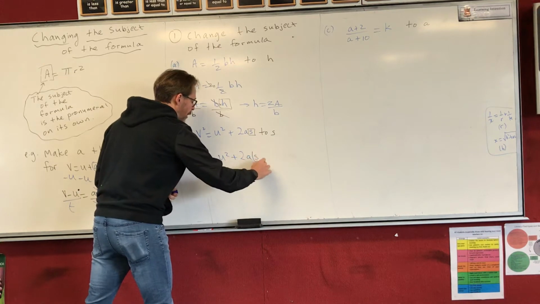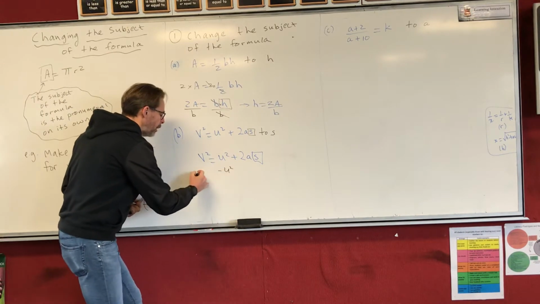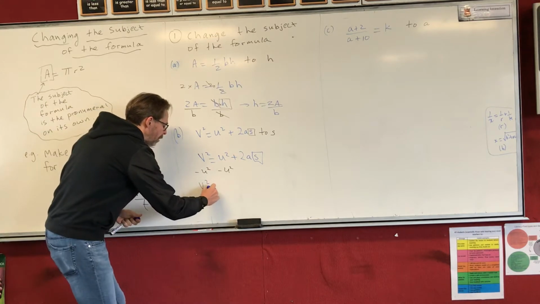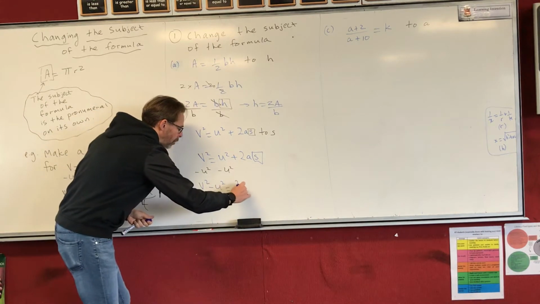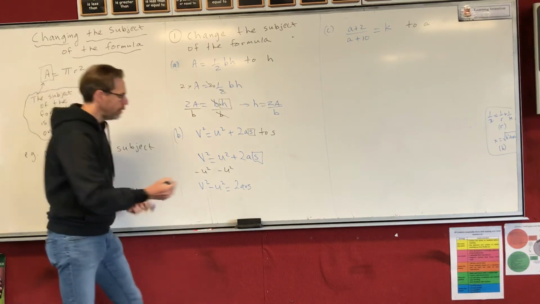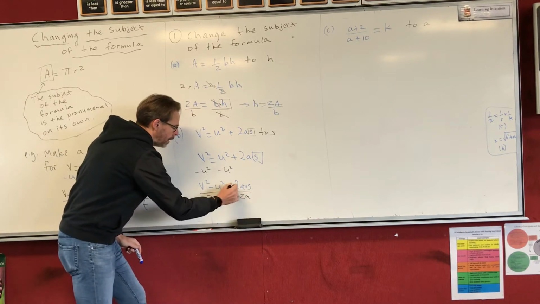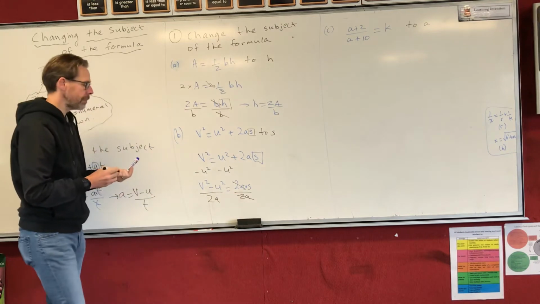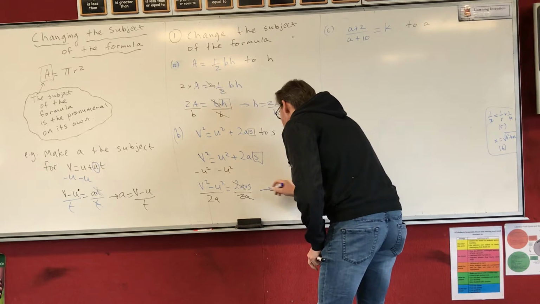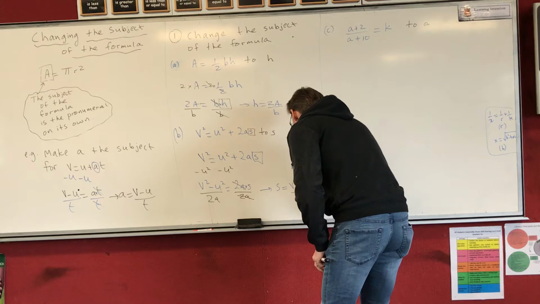I'm trying to get this letter by itself. So I'm going to subtract u squared from both sides this time. That gives me v squared minus u squared equals 2as. Now there's a times sign in between those two. I'm just going to divide both sides by 2a now. Both sides by 2a. That means the 2a's cancel. And that gives me the s by itself. So s is equal to v squared minus u squared on 2a.